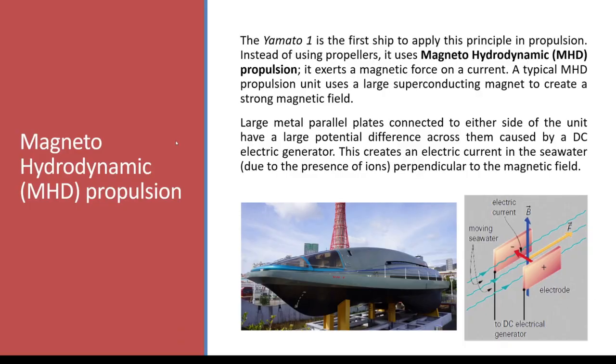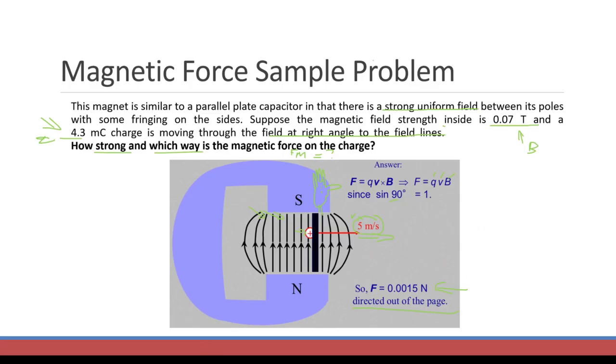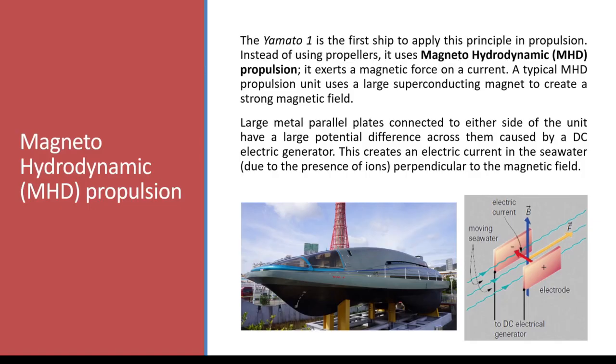So let's talk about magneto-hydrodynamic propulsion, known as MHD. The Yamamoto 1 is the first ship to apply this principle, the same principle from last time, in propulsion. Instead of using propellers, it uses MHD propulsion. It exerts a magnetic force on a current. A typical MHD propulsion unit uses a large superconducting magnet to create a strong magnetic field. Large metal parallel plates connected to either side of the unit have a large potential difference across them caused by a DC electric generator. This creates an electric current in the seawater due to the presence of ions perpendicular to the magnetic field.